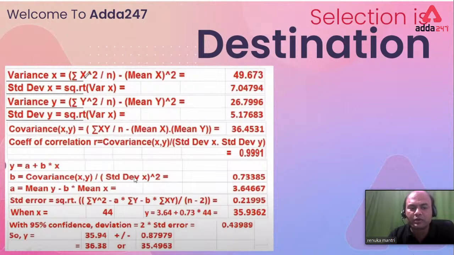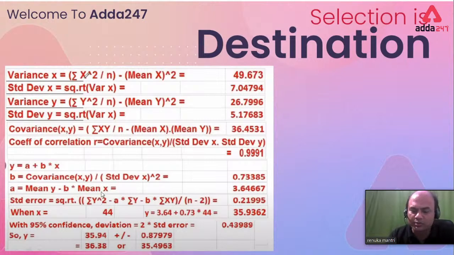This also I told you how to find out: b is covariance of xy upon variance of x. Then put this b in this equation. Just put summation of y square minus a summation y minus b summation xy, the whole upon n minus 2. Put it over here and you'll find the value of this standard error. So a you have got by inputting x bar, y bar, b you have got, standard error you have got. So all the marks are in your pocket.